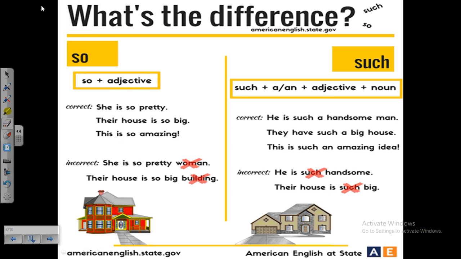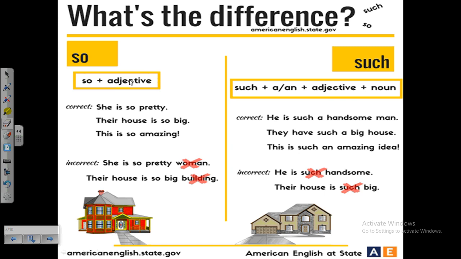Now we will move to the difference between so and such. When I say so, for example, she is so pretty. This house is so big. This is so amazing. What do you recognize from these examples? That so is followed by the adjective immediately.